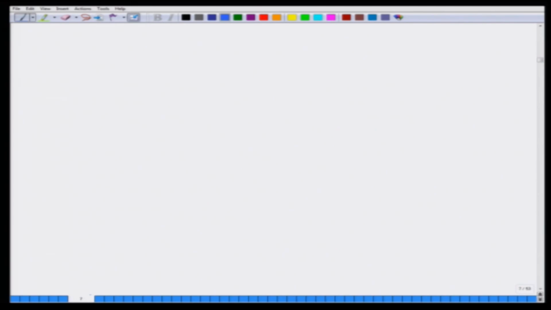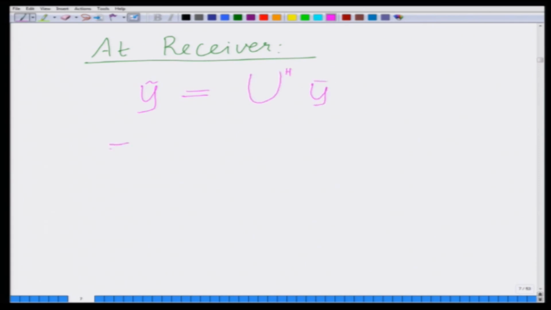So, now let us proceed with the post processing and pre processing. So, now we have the matrices U, sigma, V Hermitian. As we said, at the receiver we perform y tilde equals U Hermitian y bar, which is basically, I have the structure of matrix U.